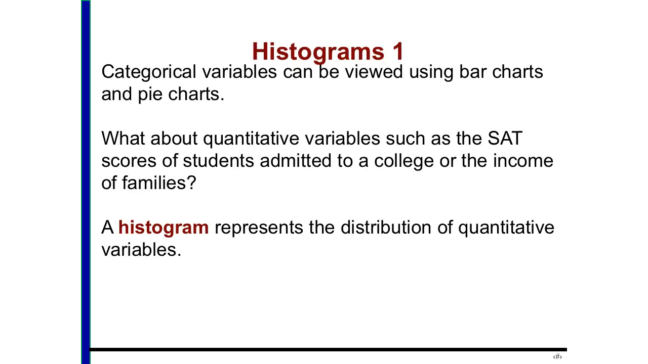So from chapter 10, you remember that we did pie charts and bar charts. Those are good for categorical variables, or variables that split it into categories. But what about variables that are quantitative, such as SAT scores of students admitted into college, or the income from individuals? Because those are quantitative, it's hard to make a bar graph or a pie chart out of those. So we're going to do a histogram. A histogram represents the distribution, so the way the quantitative variables, the way the numbers are spread out, basically.